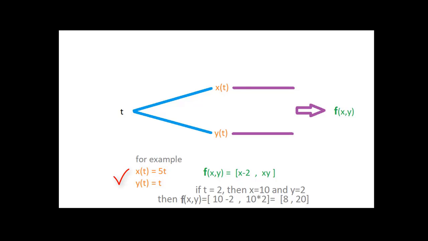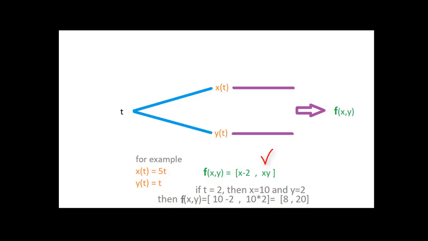And then suppose that f is a function of x and y. So when we put in x and y, we get this. And here we're saying that what we're getting out, you can see, is a vector. It has two components. The first component is calculated as x minus 2, and the second component is calculated as x times y.